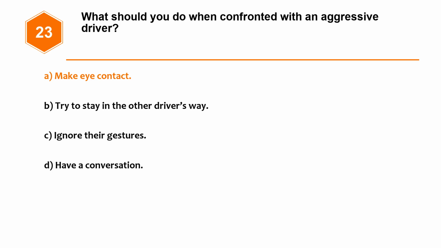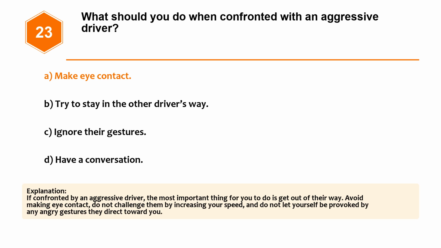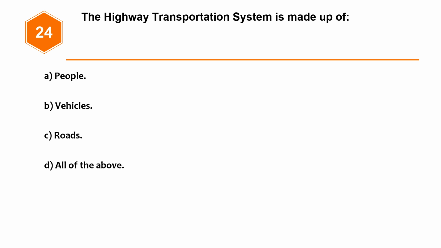The correct answer is option A, make eye contact. Explanation. If confronted by an aggressive driver, the most important thing for you to do is get out of their way. Avoid making eye contact. Do not challenge them by increasing your speed, and do not let yourself be provoked by any angry gestures they direct toward you.